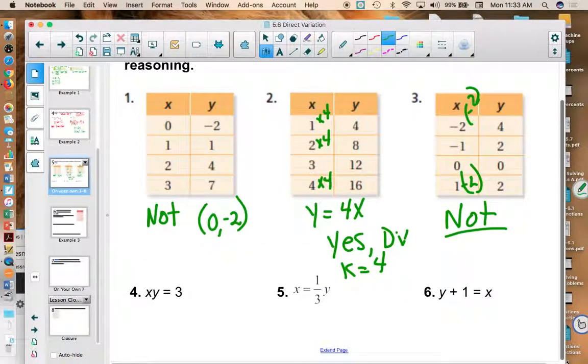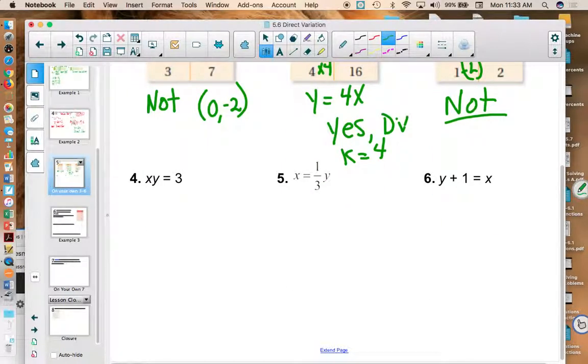Well, let's look at this. What if I took this number 4? What do I have to do to find out? I have to get what alone? Y. I'm going to divide by, what's the opposite of multiplication? Y equals 3 divided by x. Is that constant proportionality? No. Not that way.